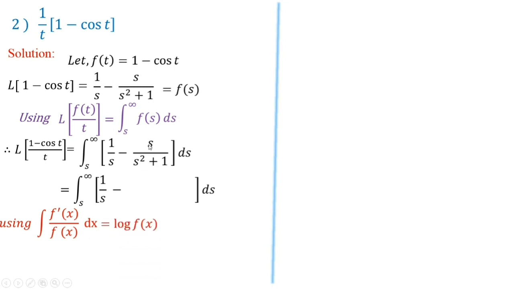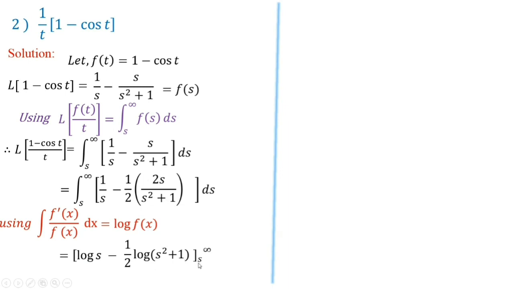Okay. Here multiply this by 2 and divide by 2, then we get minus 1 by 2 into 2s upon s square plus 1. Now by using this formula, here derivative of s is 1, derivative of denominator is in numerator, then we get the integration is log of f of x. That's why here integration of this term is log of s minus 1 by 2 into integration of this term is log of s square plus 1, limit from s to infinity.